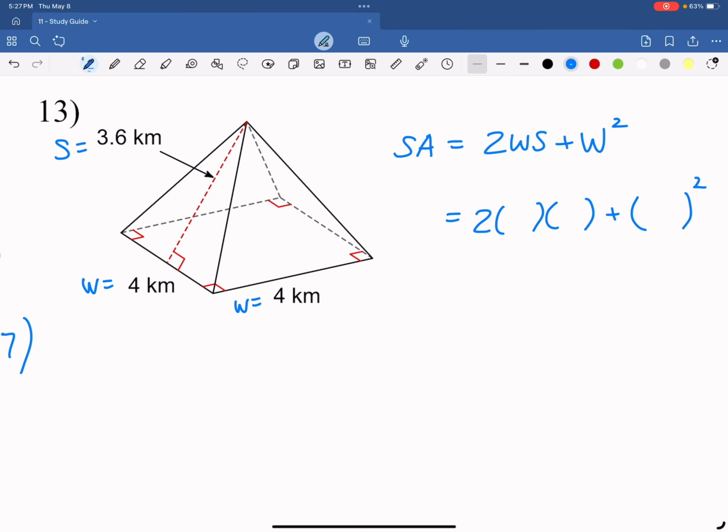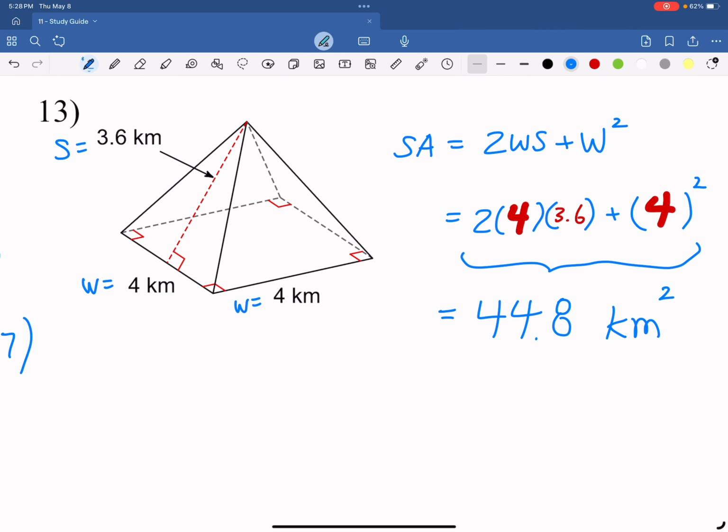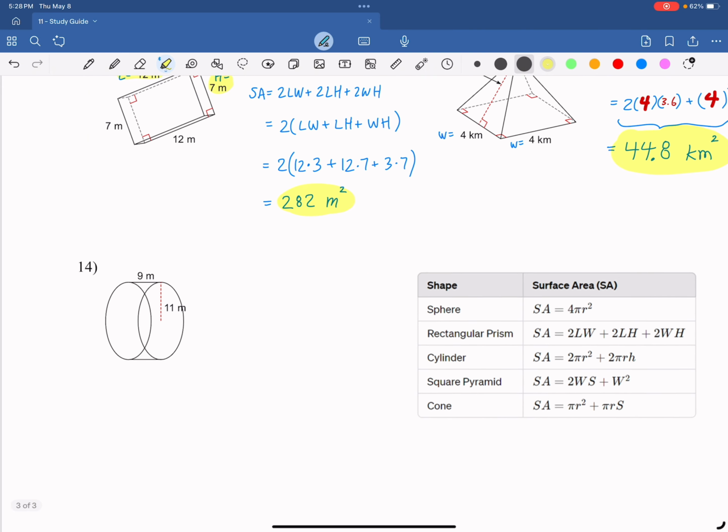Well, if you plug in your numbers, width goes here, width goes here. Gotta shrink this again. This is 3.6, that's the slant height. You have my word that if you plug this whole thing into a calculator, you should get 44.8 kilometers squared. Fantastic. Now, before I crash out, and I don't know when you're watching this, maybe that's not slang anymore, let's finish this last one.